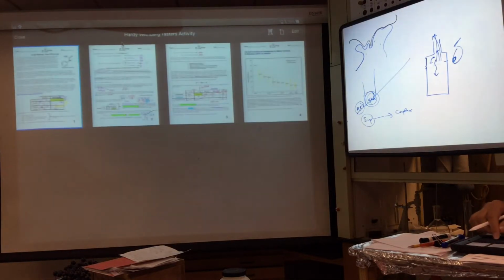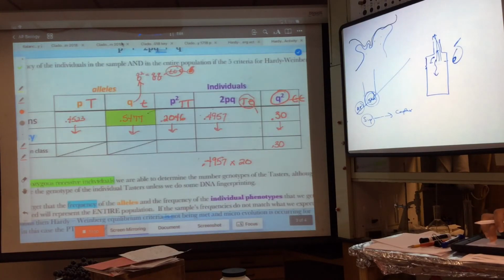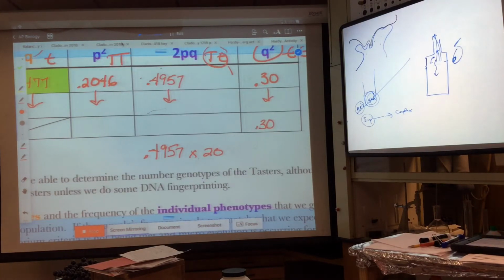So, back to here. You take this frequency and times it, so 0.49 times 20. And I get 9.9 students, which is going to round off to 10, because you can't have 0.9 of a student. So I got 10 students.